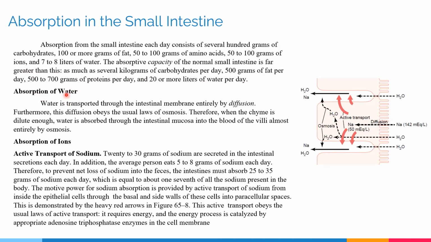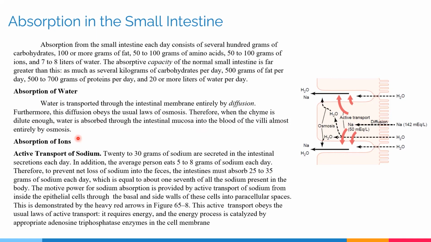So we look first into the absorption of water. Water is transported through the intestinal membrane entirely by diffusion. Furthermore, this diffusion obeys the usual laws of osmosis. Therefore, when the chyme is dilute enough, water is absorbed through the intestinal mucosa into the blood of the villi almost entirely by osmosis.